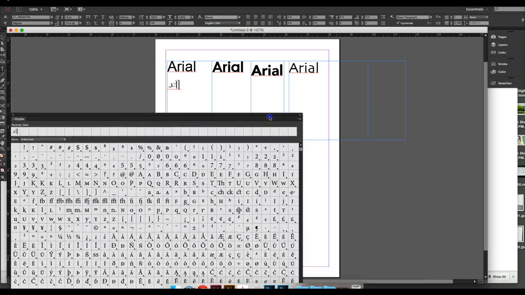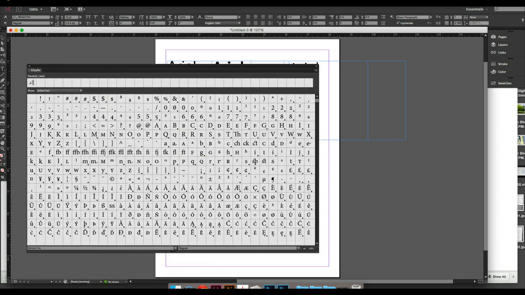Anyway, that's how you can go into your glyphs. Do you guys know what glyphs are? Have we talked about that in this class? A glyph panel, if you go to type and open it up, basically shows you all of the characters that make up an entire font. So if you need a really specific character, like a little copyright symbol, you would go into the glyphs panel, and that's how you would find it.